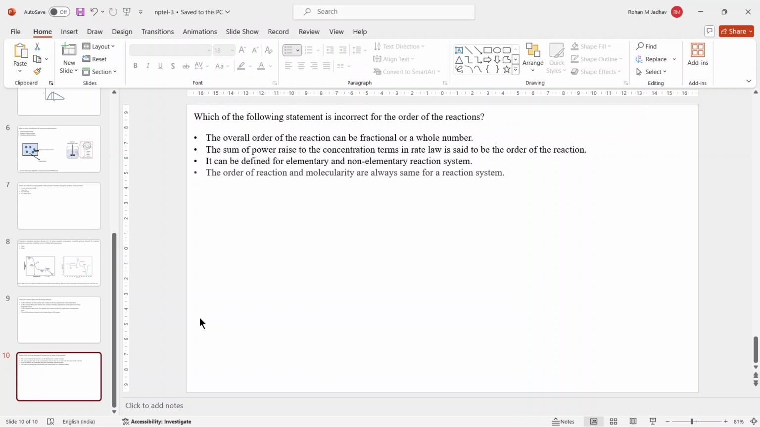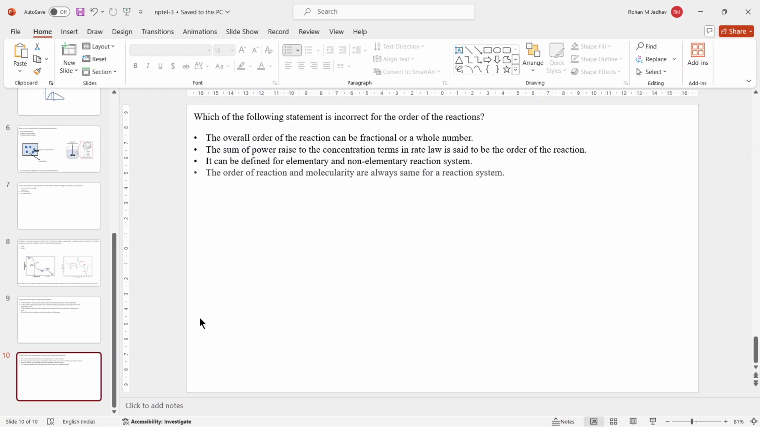Then, it can be defined for elementary and non-elementary reaction systems. This is also true, because if the reaction is occurring in a single step, you can define the order of the reaction for that particular step. Or if it is happening in multiple steps, you can define the order of reaction for the multiple reactions occurring in series within that single reaction. And from there, you can justify the entire thing for the non-elementary reaction.